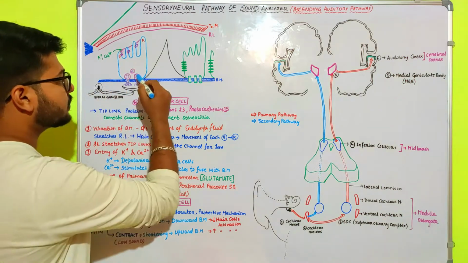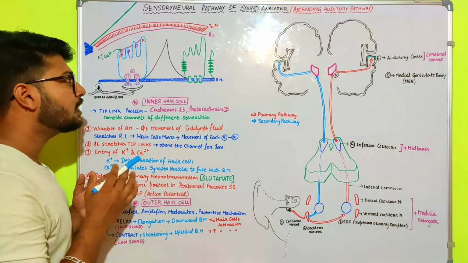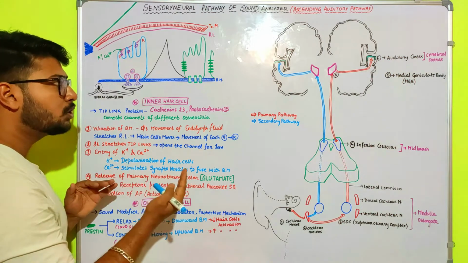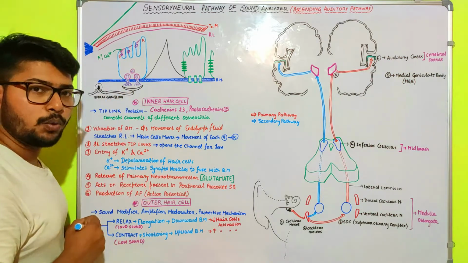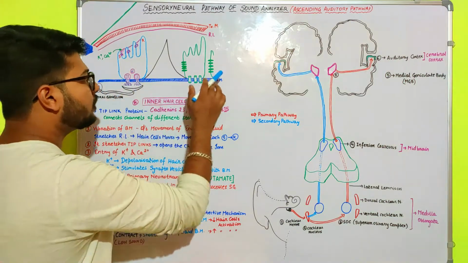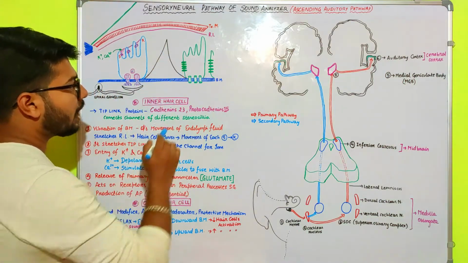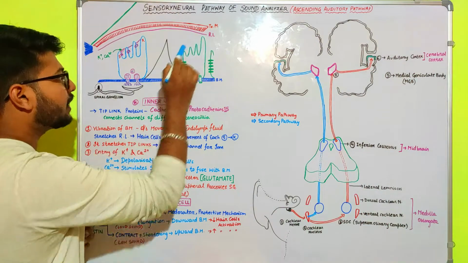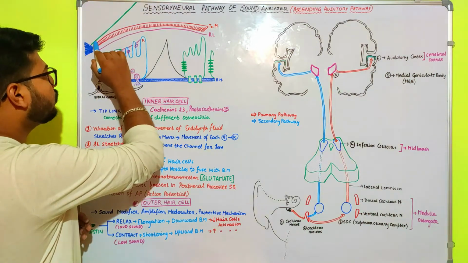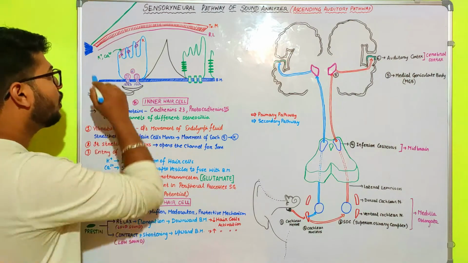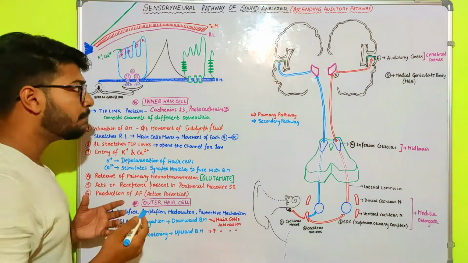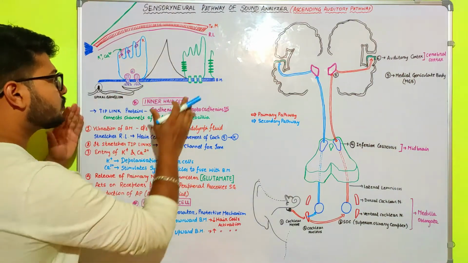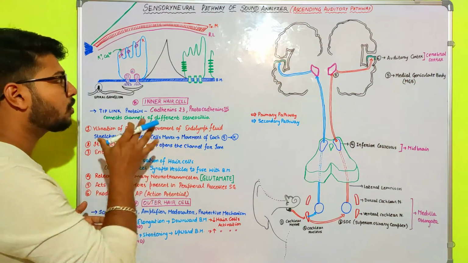Here you can see the tunnel of Corti, or the canal of Corti. To the medial portion of the canal of Corti we have the inner hair cells, and to the exterior part of the canal of Corti we have the outer hair cells. Over these hair cells we have a thin lamina, the reticular lamina, and over the reticular lamina we have a membrane that connects with the spiral limbus, that is the tectorial membrane. Okay, so these are the structures that we see inside the cochlear duct.